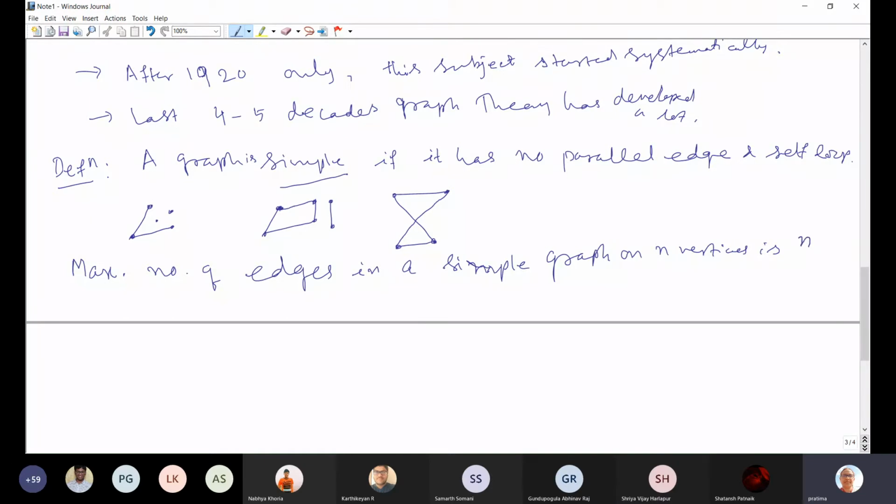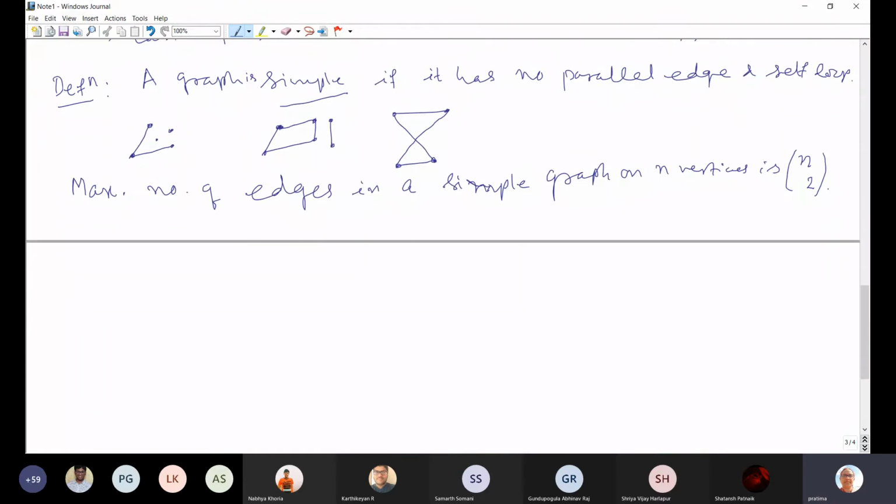Because we can have every pair of vertices as an edge. Every pair of vertices will be an edge. Every two subset of this n set will be an edge. So therefore, the maximum number of edges in a simple graph on n vertices is n choose 2.